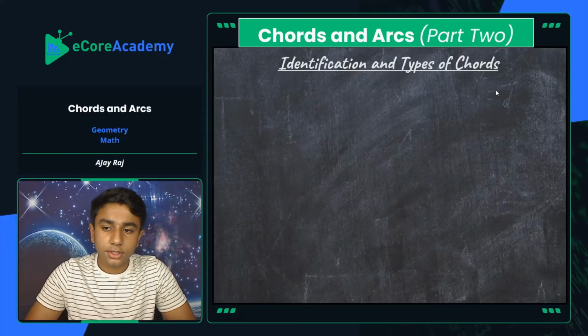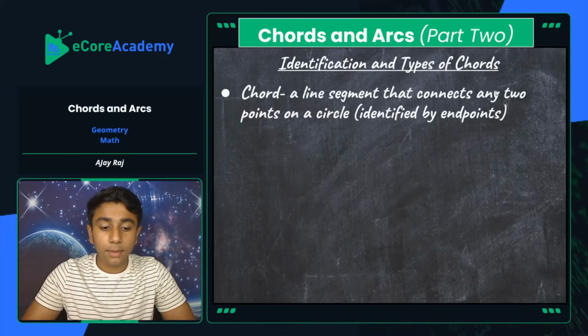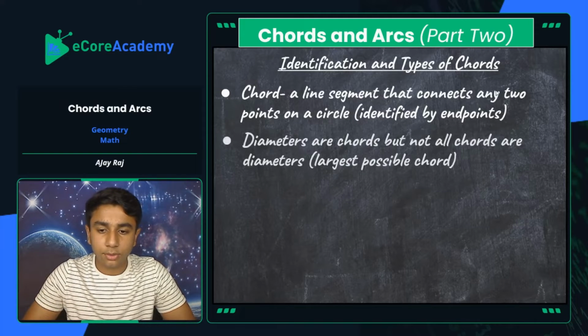Chords and arcs part 2, let's look at identification and types of chords. So just to give you the by-the-book definition, a chord is a line segment that connects any 2 points on a circle, and it's always located on the interior, and it's identified by endpoints, just like any line segment. I'll show you what that means after this.